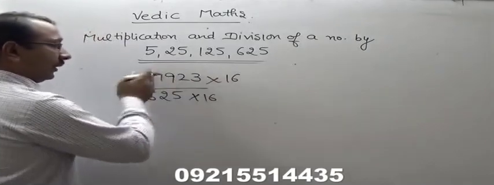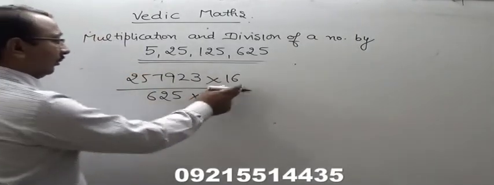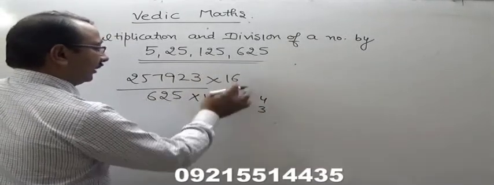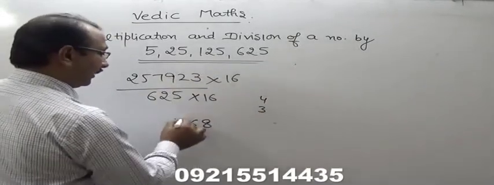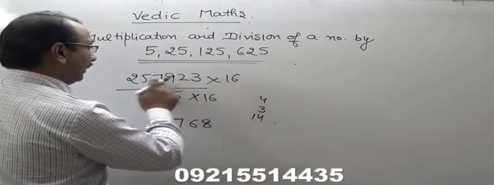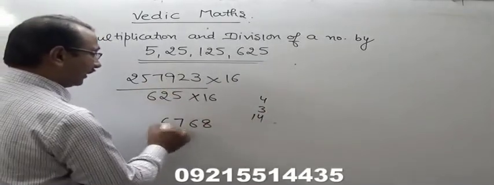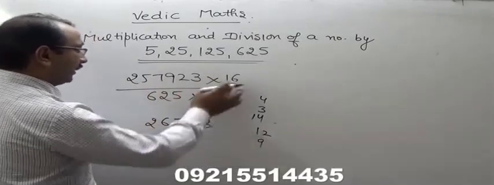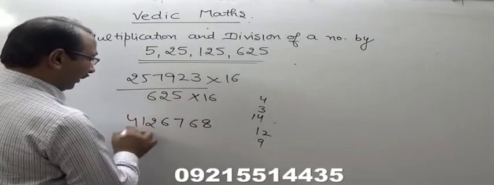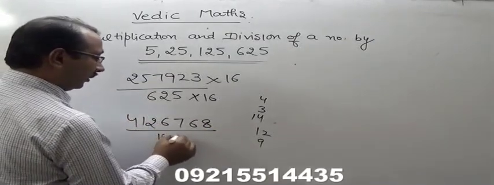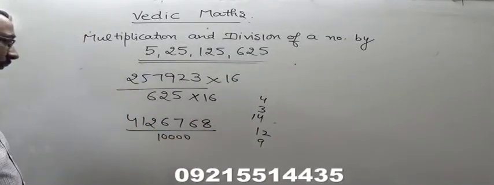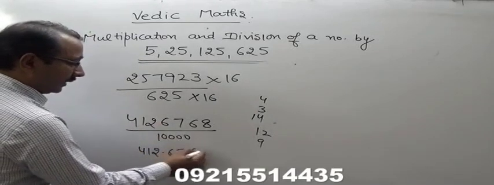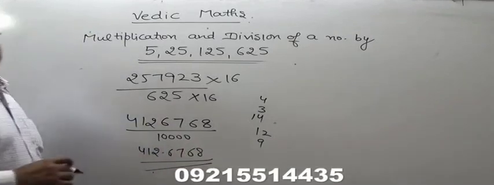Now when you multiply by 16: 16 into 3 is 48, 8, carry 4, 32 and 4 is 36, 6, carry 3, 16 9s are 144 and 3 is 147, carry 14, 16 7s are 112 and 14 is 126, carry 12, 16 5s are 80 and 12 is 92, carry 9, 16 2s are 32 and 9 is 41. And divide this by 10,000, which means 4 zeros, so the decimal point goes up to 4 places. The answer is 412.6768. That becomes my answer.